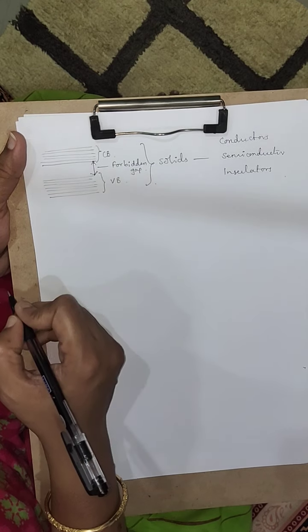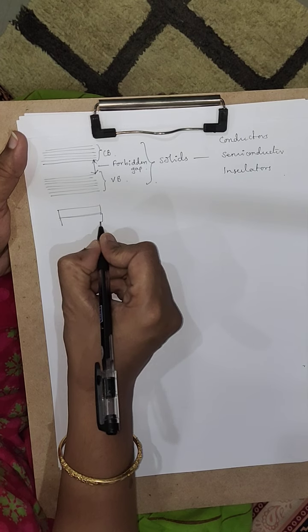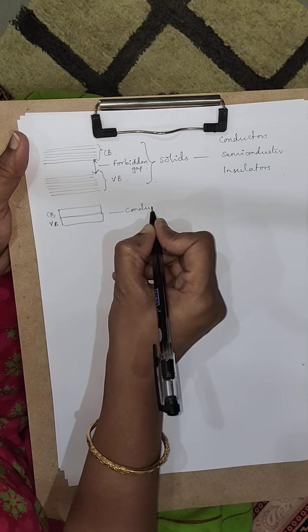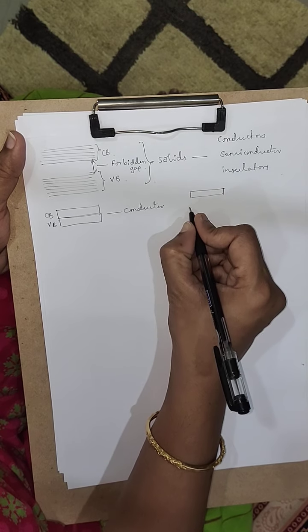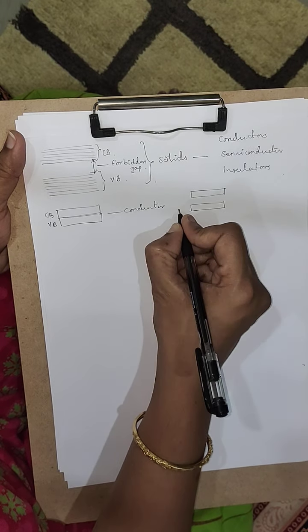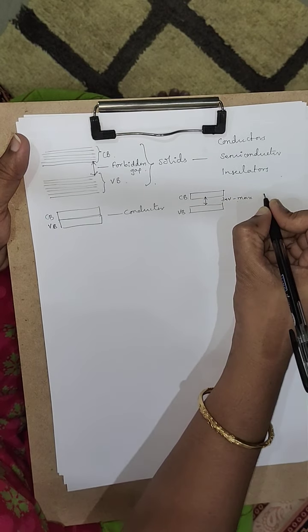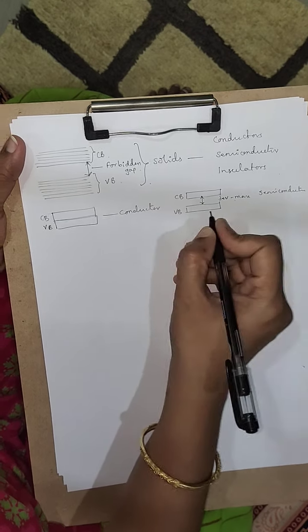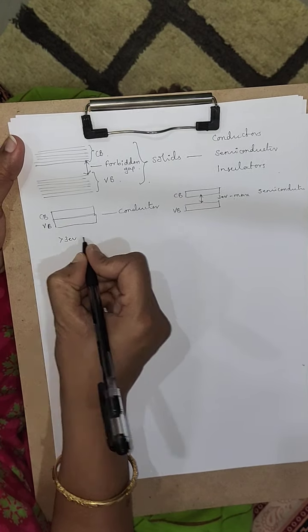If there is no forbidden gap, if the conduction band overlaps the valence band, then we call the material a conductor. If this gap is 3 electron volt maximum, then we call this a semiconductor. If this gap is more than 3 electron volt, then we call the material an insulator.